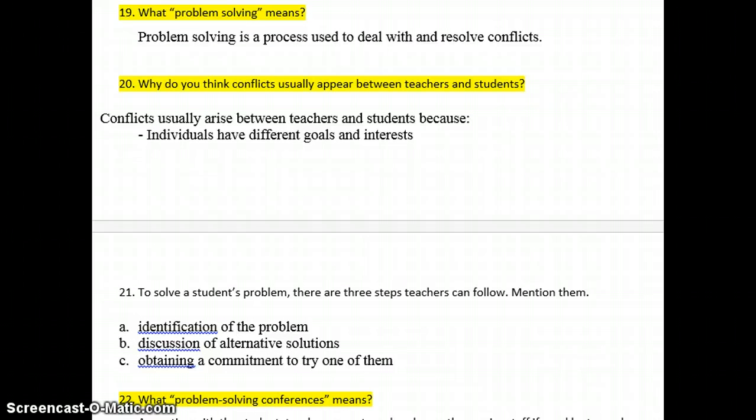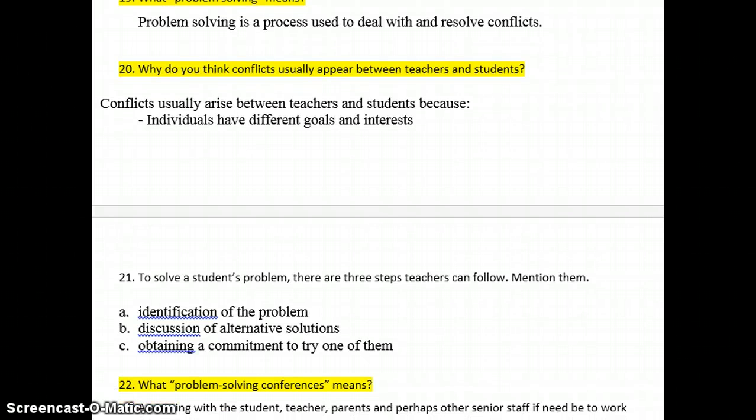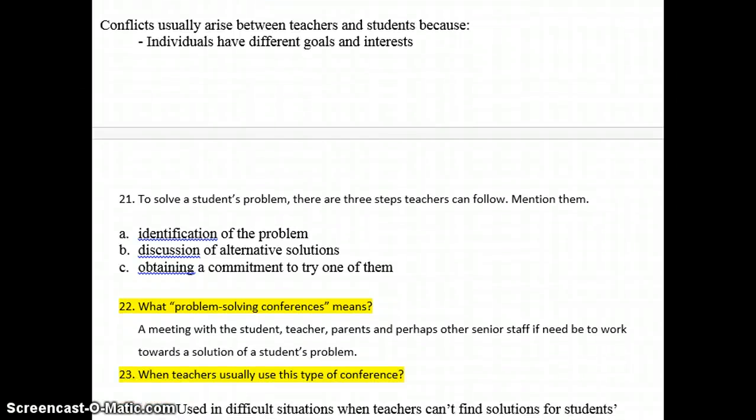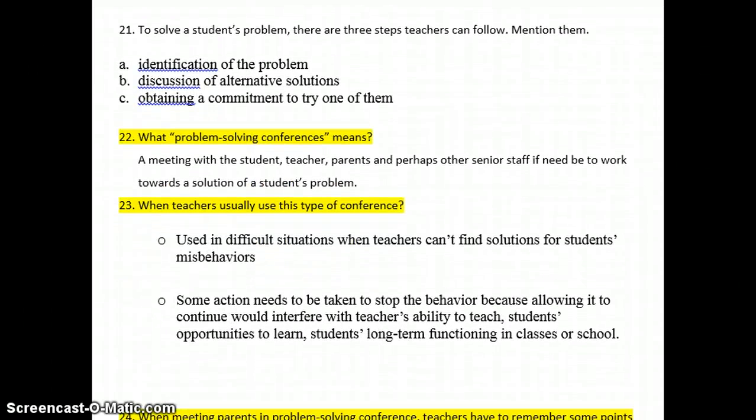What does problem solving mean? Problem solving is a process to resolve conflicts. 20. Why do you think conflicts usually appear between teachers and students? Conflicts usually arise between teachers and students because individuals have different goals and interests. 21. To solve a student's problem, there are 3 steps teachers can follow. Mention them. Identification of the problem, discussion of alternative solutions, obtaining a commitment to try one of them.